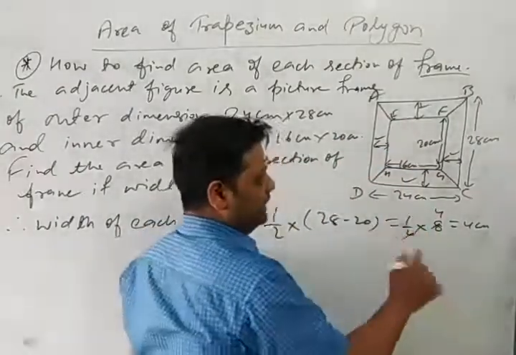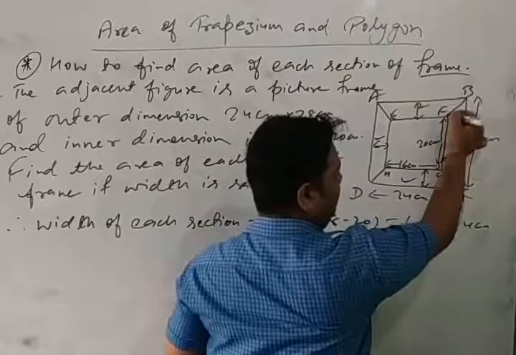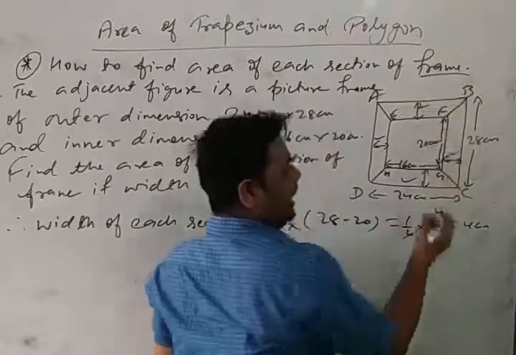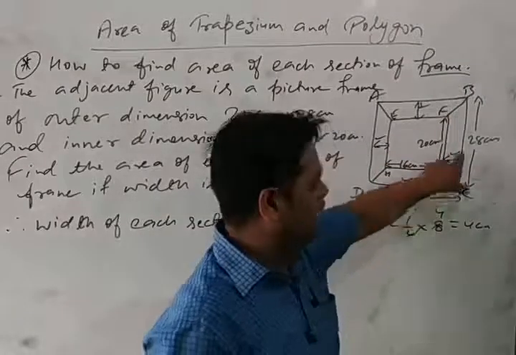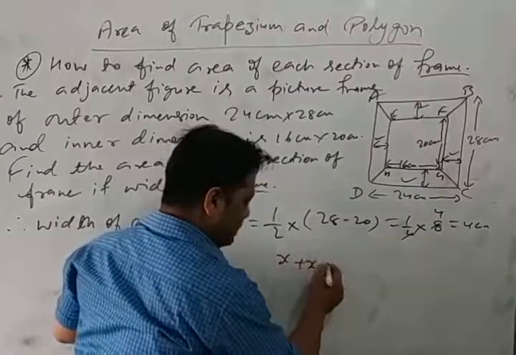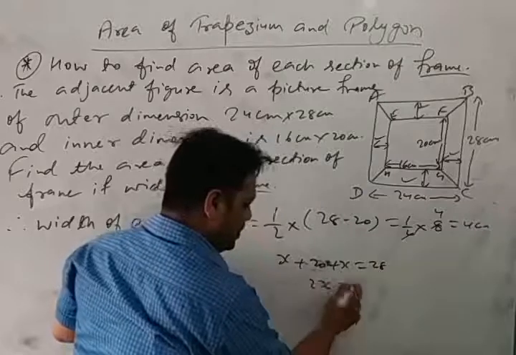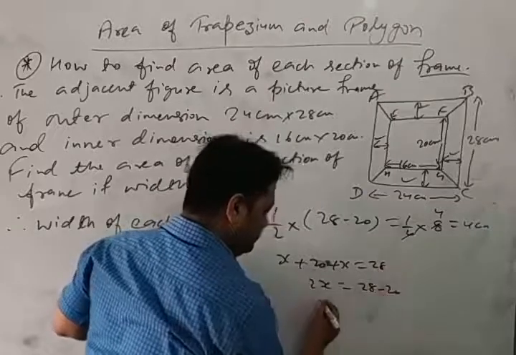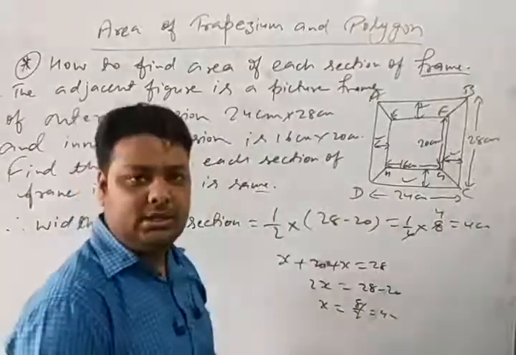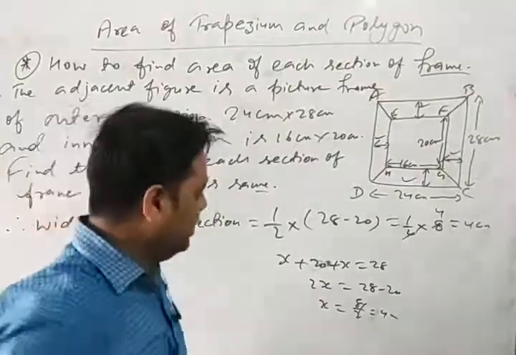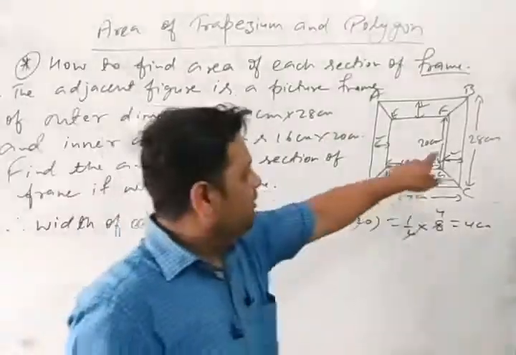In simple terms, total 28, here 20. It means this width and this width are the same. So if you assume the width is x, then x and x. So x plus 20 plus x is equal to 28. Then x plus x is 2x, and 20 will go to that side. Then x will be what? 8 by 2, 4. Same. So we will use a formula like this to find the width of the section, that is 1 by 2 into the difference of the parallel sides.